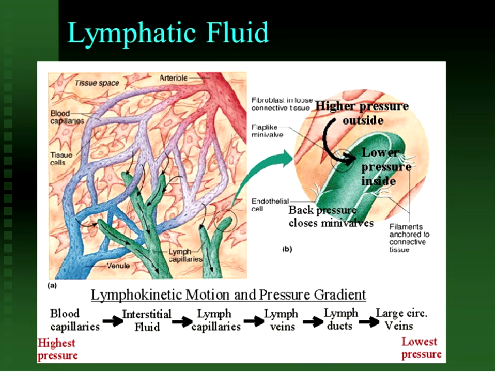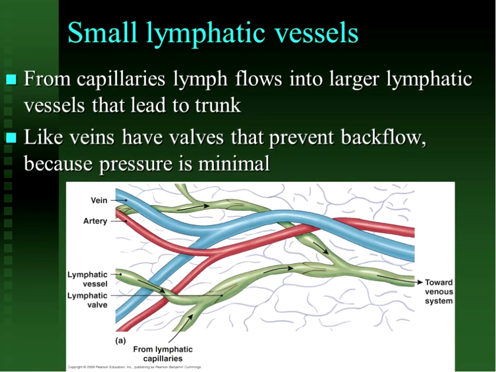All right, now we have two ducts. We have one that's going to dump the fluid into the right brachiocephalic vein, or the right subclavian vein, and we're going to have one that dumps into the left subclavian vein. But they're going to have different names. Okay? Now, the valves are going to be present just like in veins because we don't want to let fluid backflow and remain in the interstitial fluid.